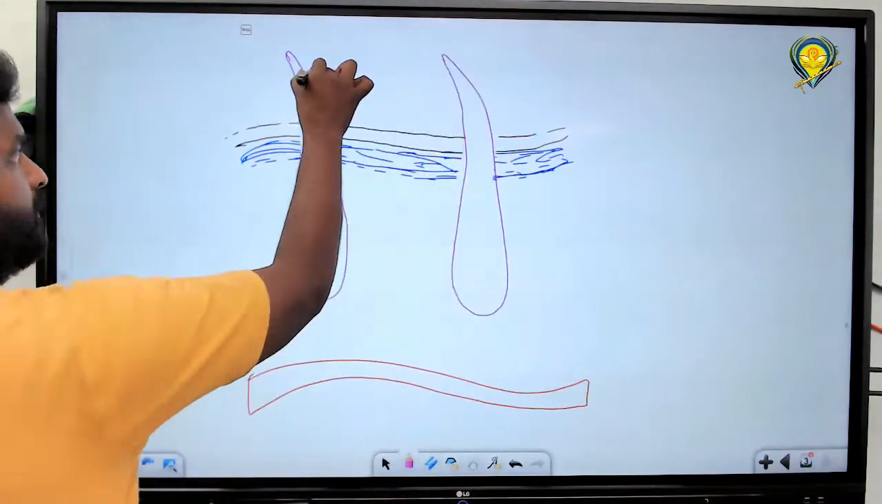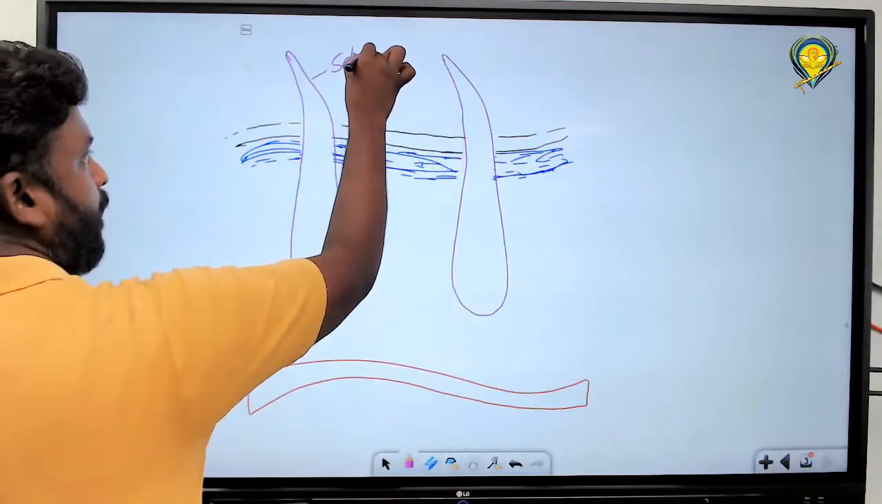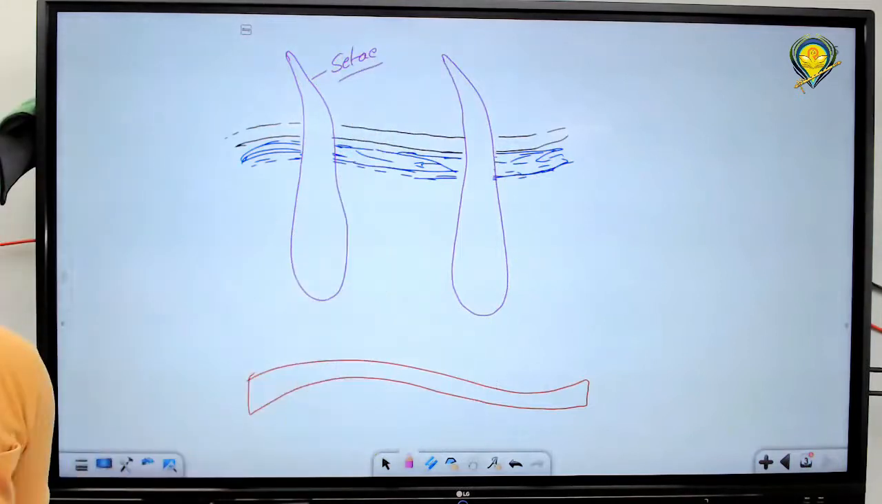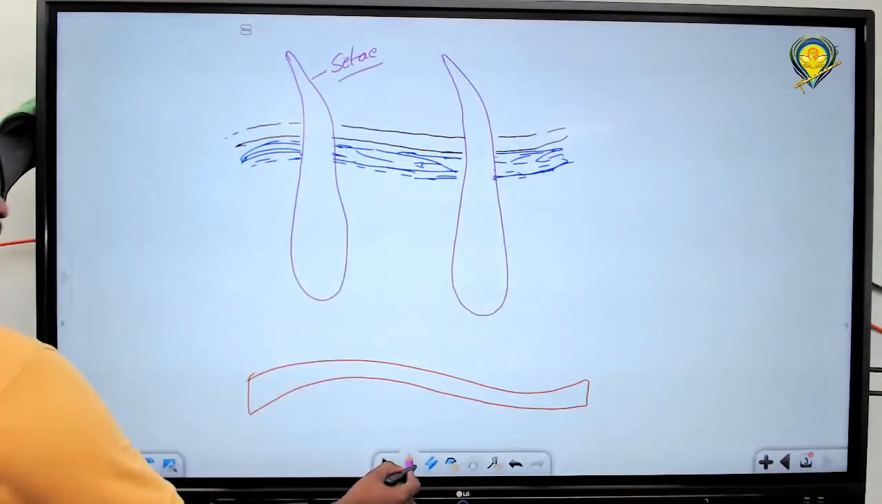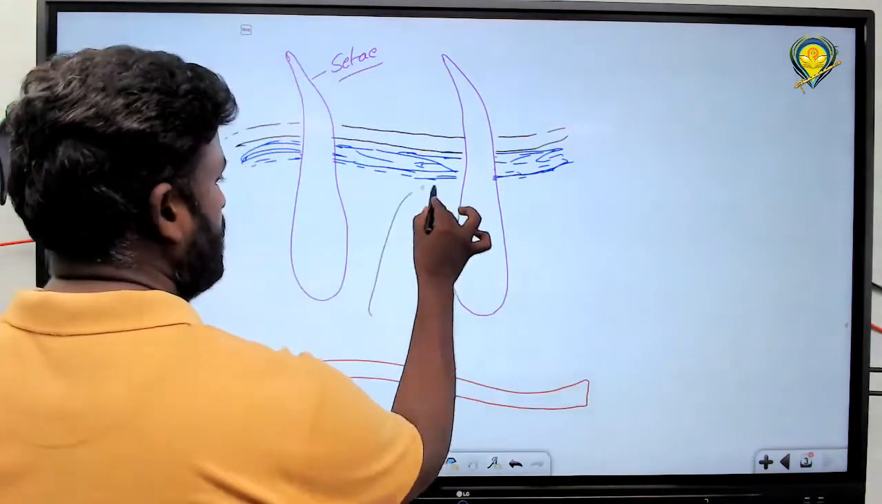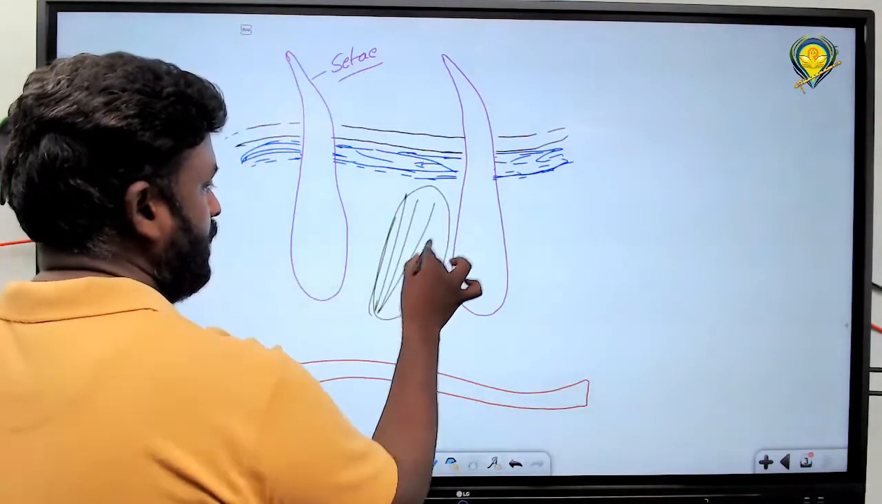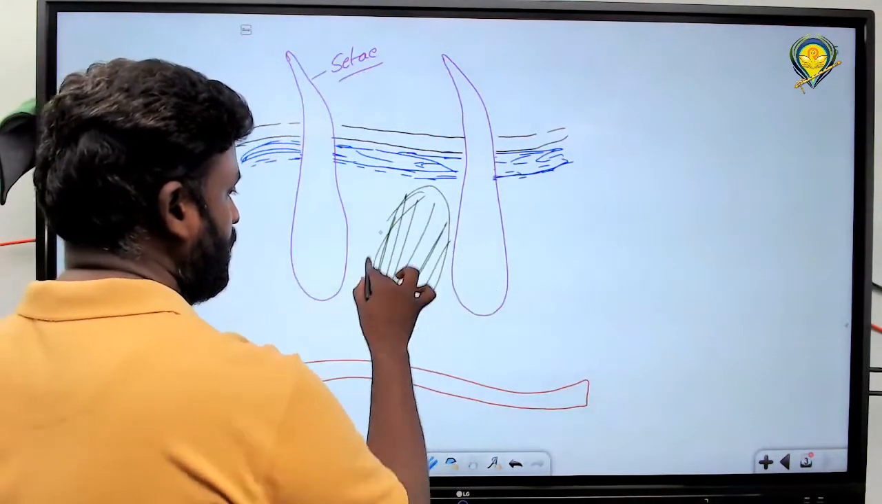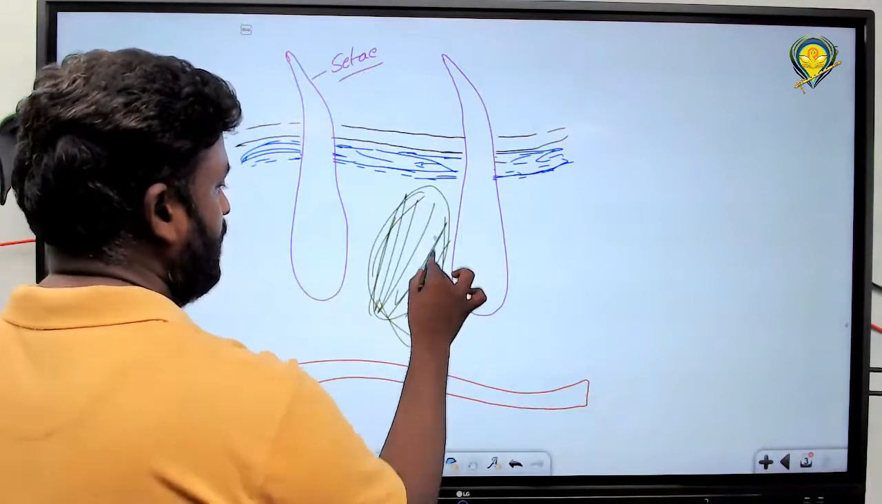This is what? See, which helps in what? Locomotion, right? And here the presence of numerous longitudinal muscles. What is it? The muscle is longitudinal muscle, right?